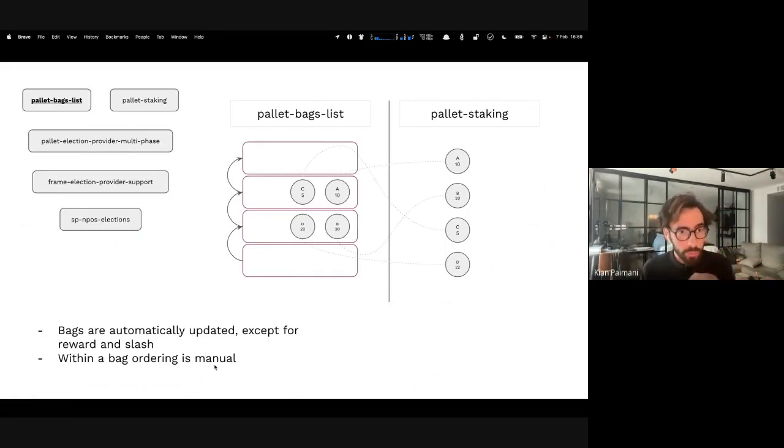or no, this is actually a change within a bag. There could also be a scenario where you can send a transaction and say, hey, I'm in the wrong bag, please send me to the correct one. But yeah, this pallet keeps a semi-sorted list, basically.